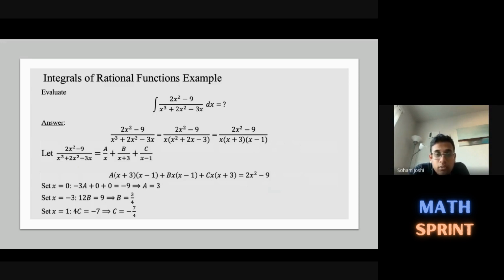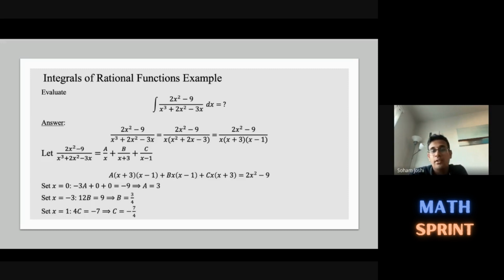Now, recall rule number 3 for rational functions, which I showed you in the previous slide. What you should realize is that we can express (2x squared minus 9) divided by (x cubed plus 2x squared minus 3x) as A by x plus B by (x plus 3) plus C by (x minus 1). And here again, capital A, capital B, and capital C are all real numbers.